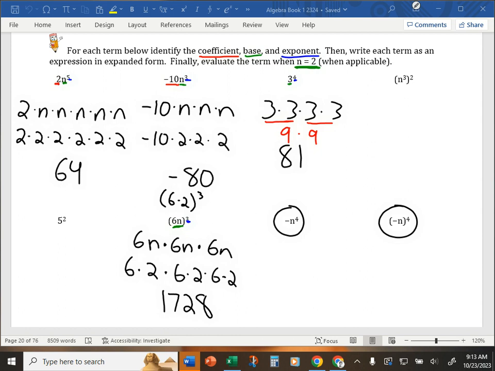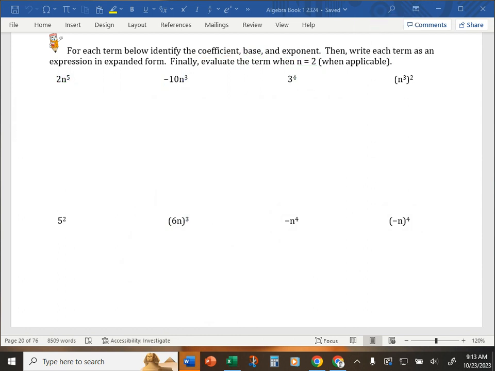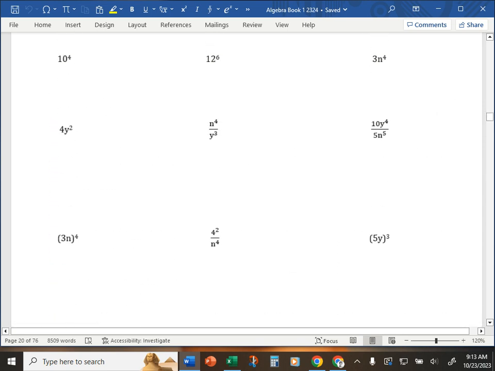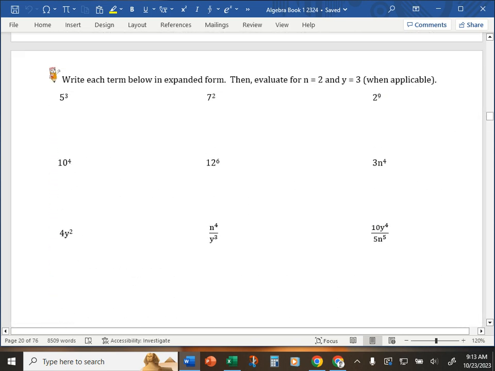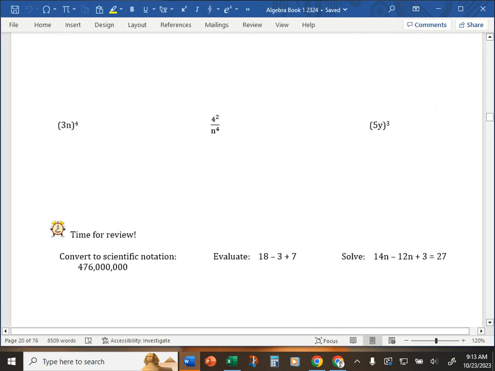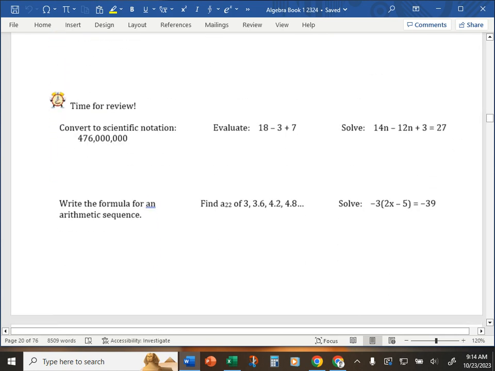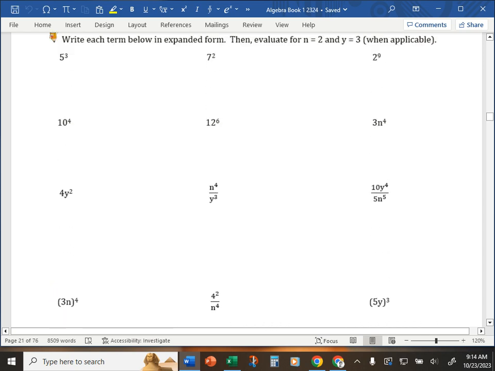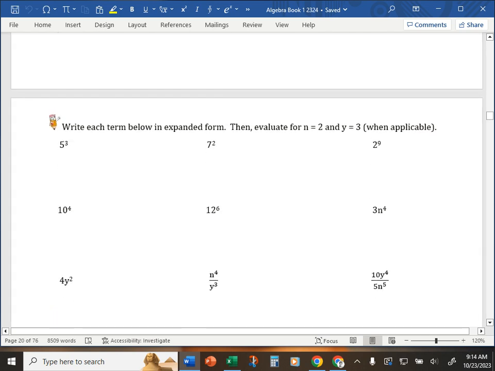For homework, for tomorrow, the rest of this page, and does any fun await you? Yes, it does. Same thing on page 2. This time, not only might you have an n, you may also have a y. And so when you plug in, it's the same thing we did on the front. Exact same thing. Then you've got some review at the bottom. We will review equations, arithmetic sequences, etc. This is due for tomorrow.